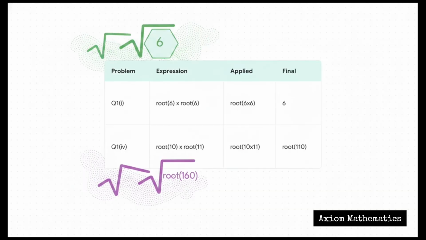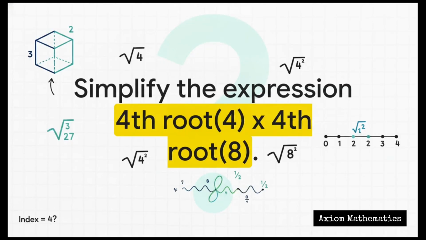In question 1I, the square root of 6 times the square root of 6 fuses into the square root of 36. And what is the square root of 36? It perfectly collapses into a clean, simple integer, 6. It's so elegant when it works out like that. Meanwhile, in question 1IV, the square root of 10 times the square root of 11 fuses into the square root of 110. Now, it doesn't simplify into a whole number like the first one, but it's still way cleaner as a single radical. Moving right along to problem 7.